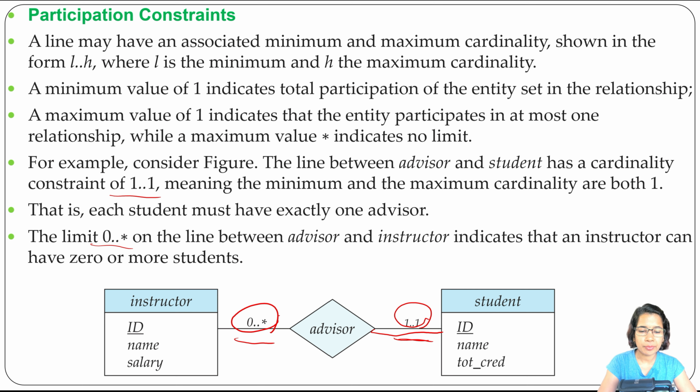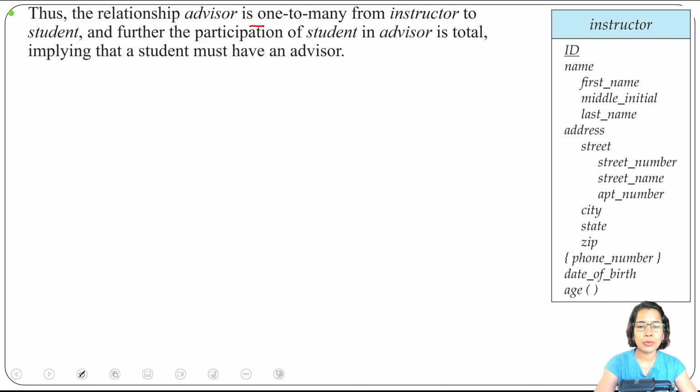So this is a 1 to many relationship from instructor to student, and advisor student is a total participation, whereas instructor advisor is a partial participation. As here minimum is 0, some instructor may not participate, may not advise, right? And this is a 1 to many relationship from instructor to student. Thus we can say the relationship advisor from instructor to student is 1 to many, and the participation is total of student in advisor relationship.